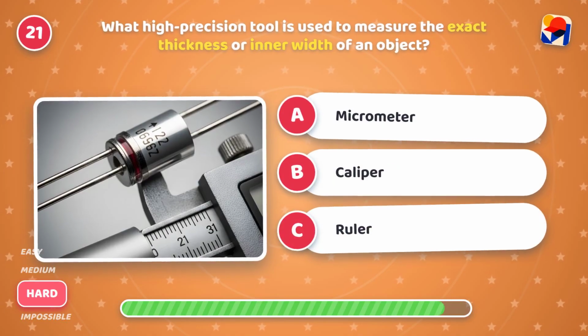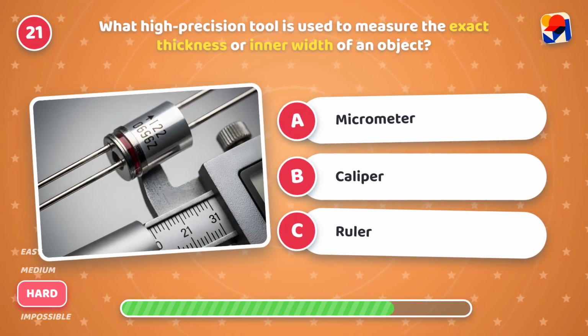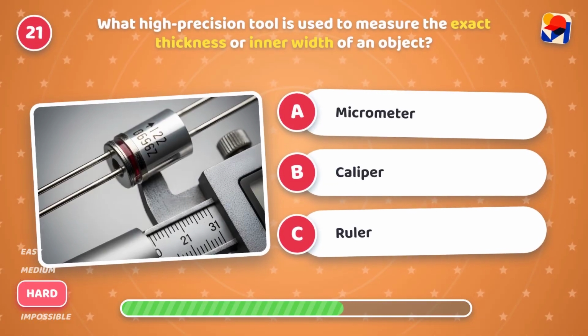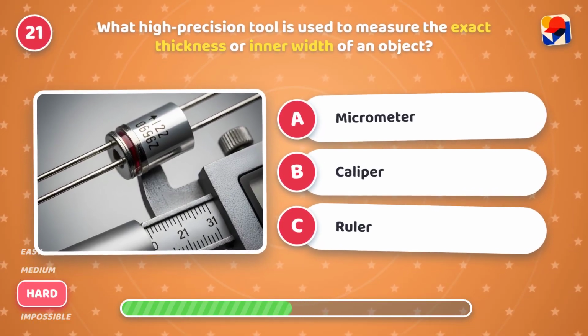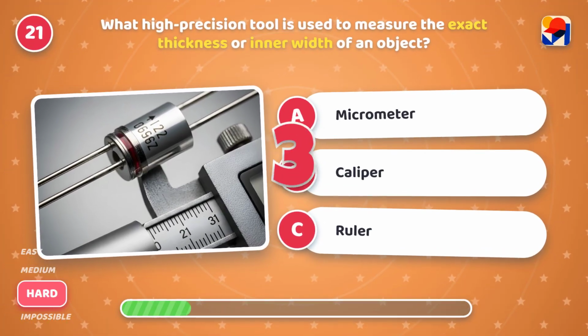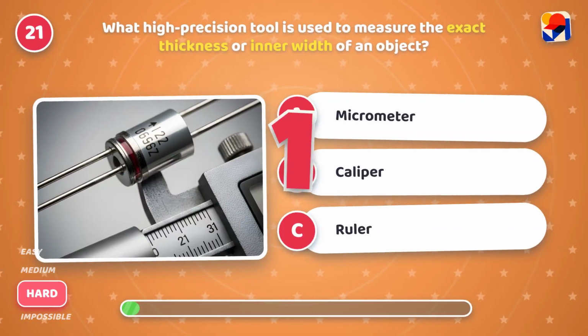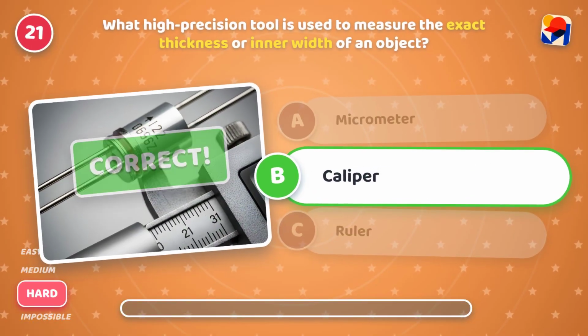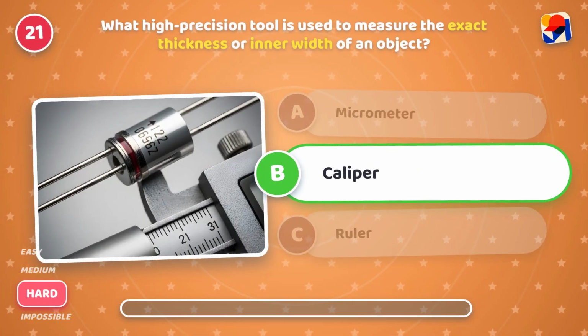What high-precision tool is used to measure the exact thickness or inner width of an object? Is it A, micrometer, B, caliper, or C, ruler? It's B, caliper. It captures precise measurements.